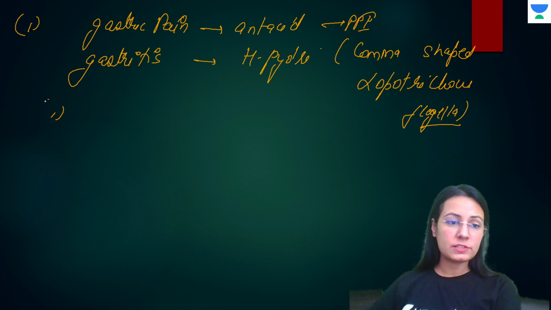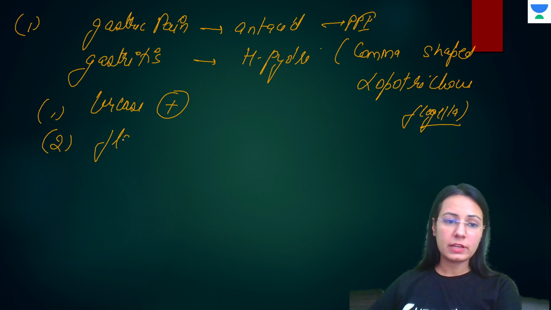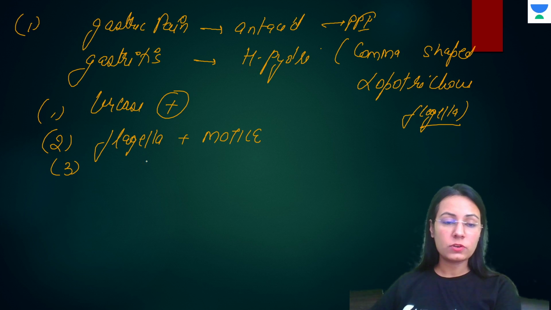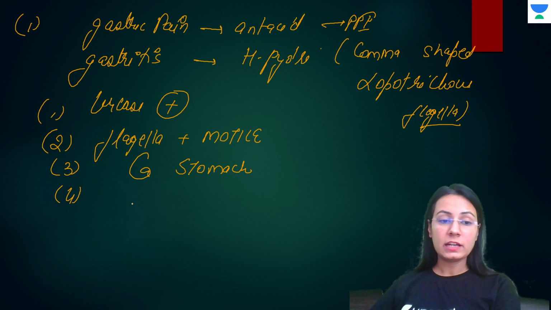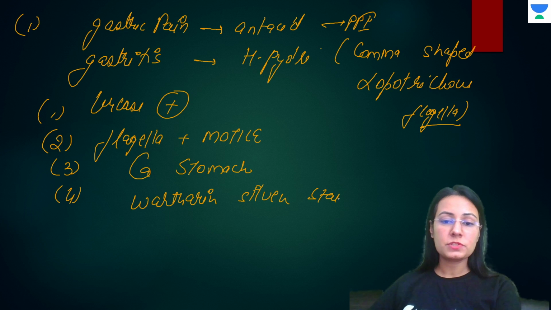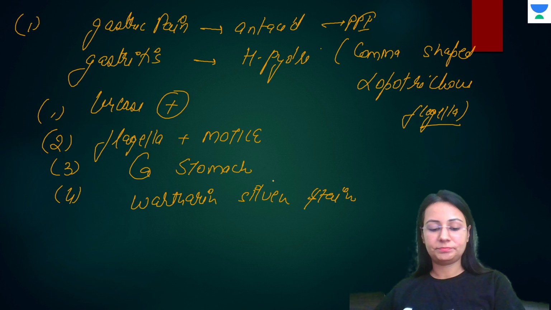Okay. Now H. pylori is what? Urease positive. H. pylori is having the flagella and is motile. Next is what? They cause carcinoma of stomach. And the stain that we use for the staining is Warthin-Starry silver stain for the impregnation to see the motility and the flagella.